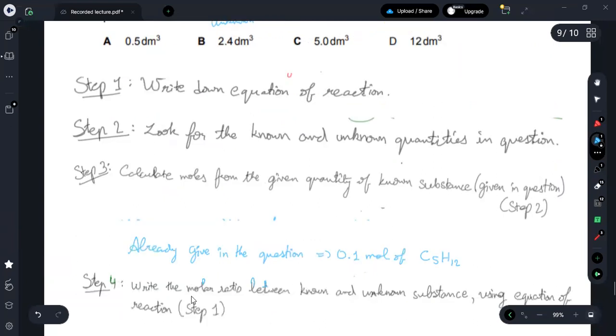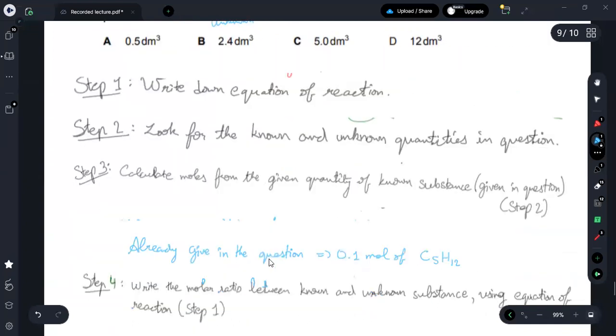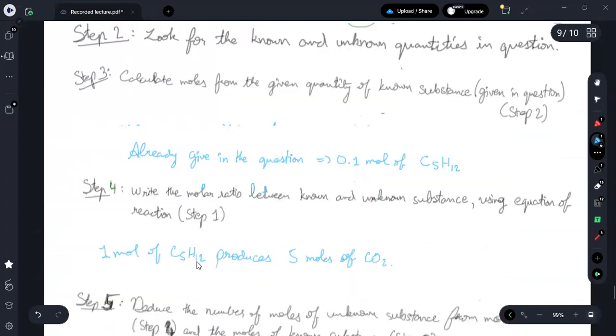Step number four is write the molar ratio between the known and unknown substance using the equation of reaction. We can see that in front of the C5H12 there is number 1, and in front of CO2 there is 5, after the equation is balanced. So 1 mole of hydrocarbon is giving 5 moles of CO2. This is our molar ratio, and here I've written it in statement form: 1 mole of C5H12 is producing 5 moles of carbon dioxide.